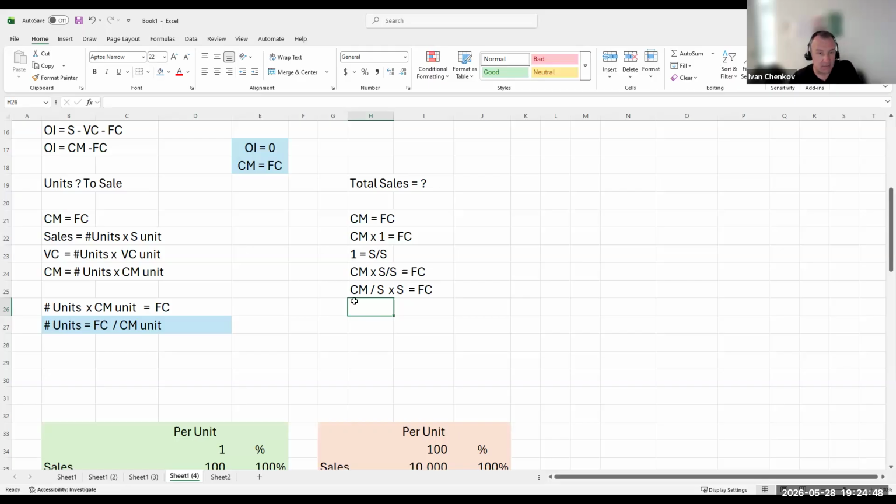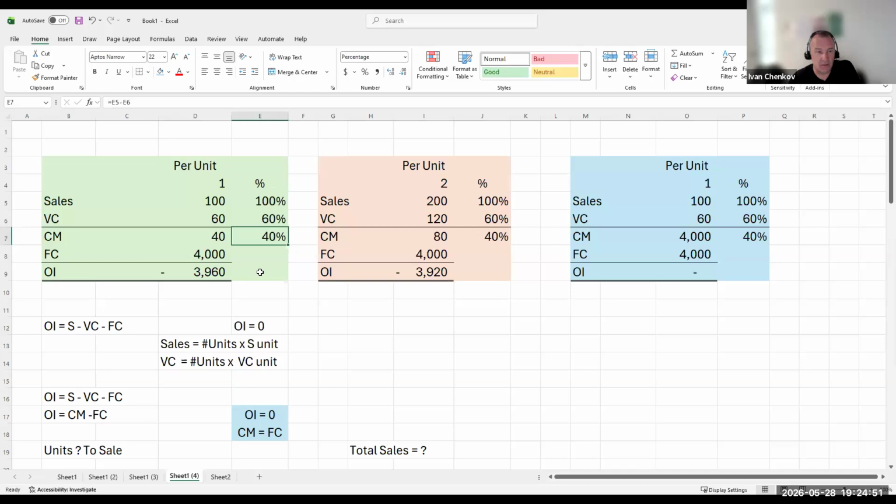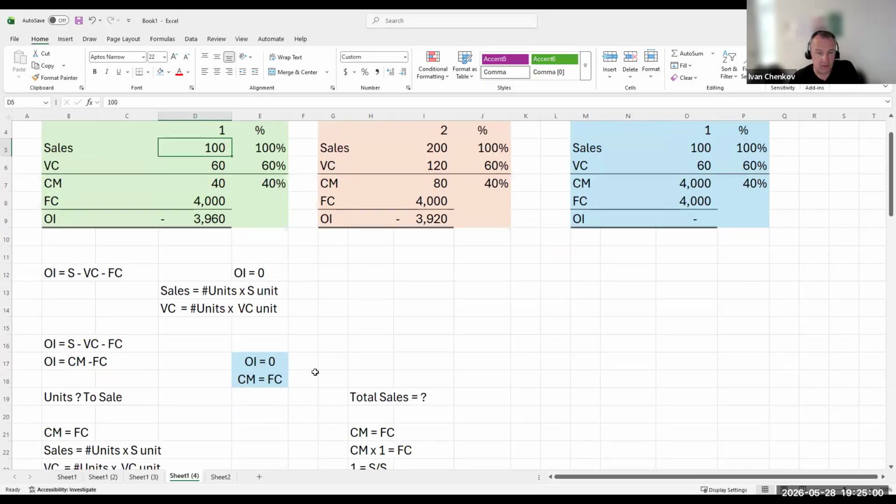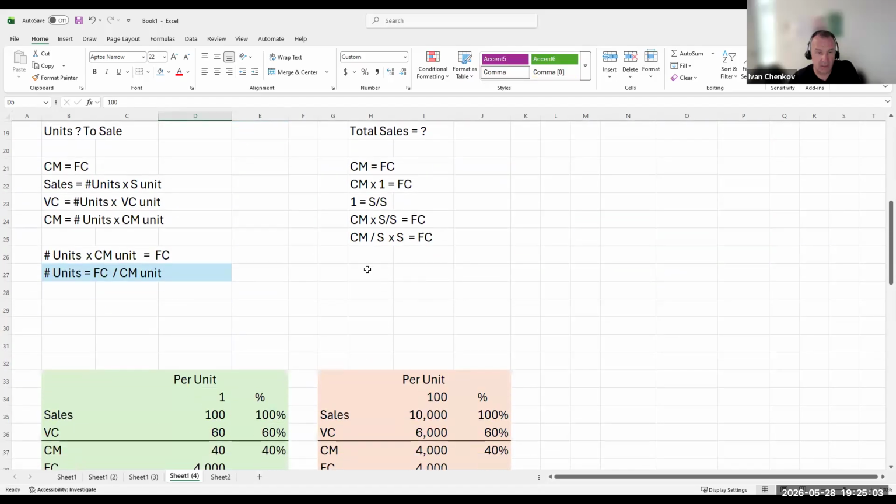But hold on a second now. Let's go and check what was the contribution margin ratio. How are we going to get contribution margin ratio? Contribution margin divided by sales, correct? So here I have contribution margin divided by sales. And contribution margin divided by sales is giving me exactly my contribution margin ratio, correct? And now suddenly I have a completely new formula, which is contribution margin ratio times sales. It has to be equal to the fixed cost.